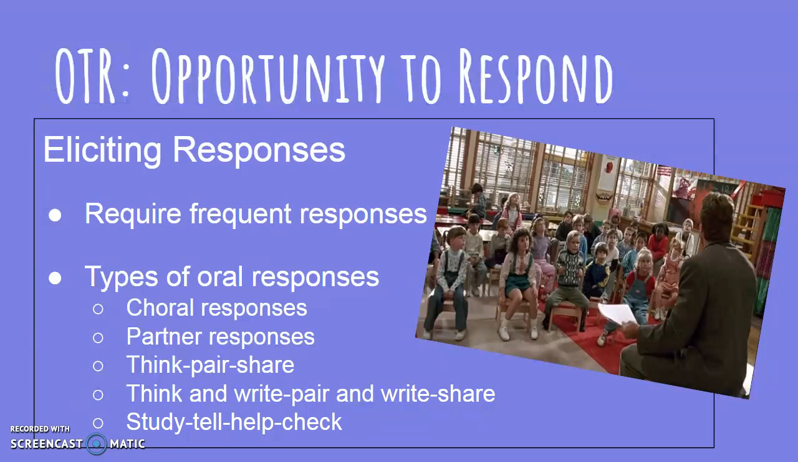tell, help, check. I personally like the examples using choral responses. I teach 5th grade math and hadn't considered the benefits of choral responses. Using choral responses gives students who are unsure a chance to have success. Similarly, the entire list of oral responses gives all students the chance for success by interacting with their peers and not having to answer in front of the whole class.